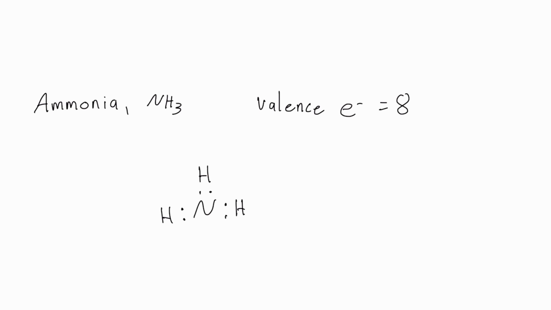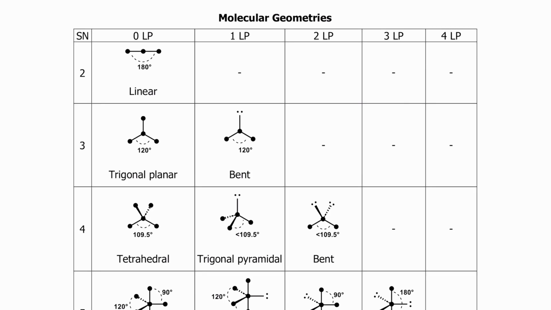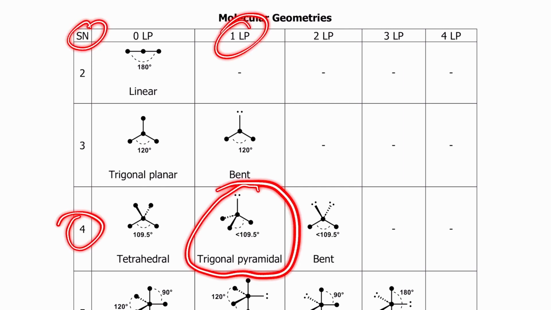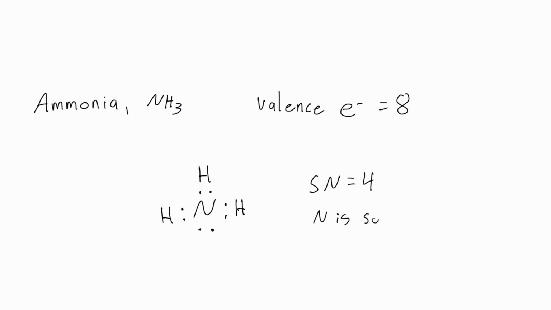Since hydrogen can't form any more bonds, that leaves 2 more valence electrons to be a lone pair on the central atom. The steric number for this molecule is 4, since the central atom has 1 lone pair plus 3 bonds. According to the molecular geometries table, ammonia, with a steric number of 4 and 1 lone pair, should have a molecular geometry of trigonal pyramidal. I can also conclude that the nitrogen is sp3 hybridized because of that steric number of 4.